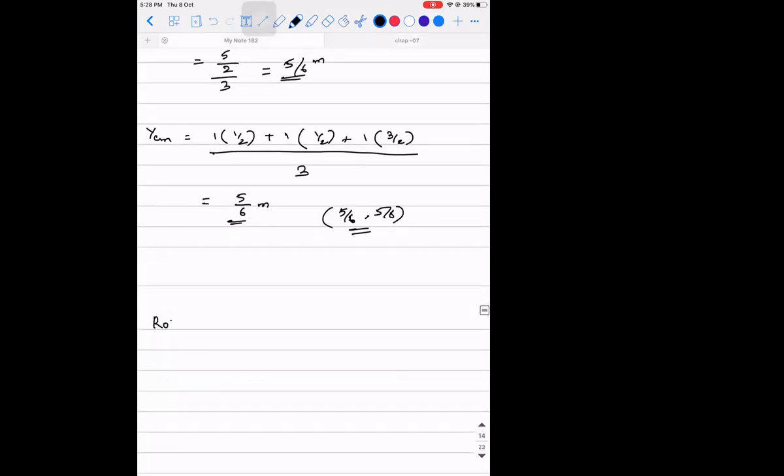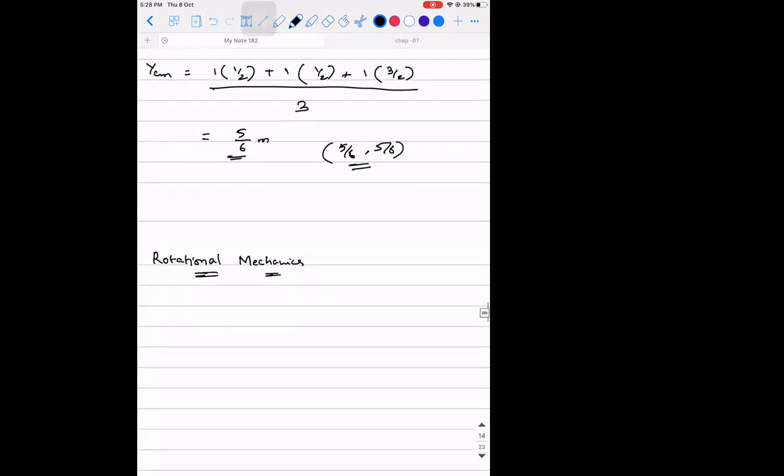So we have completed center of mass. Now we are going to discuss rotational mechanics. Before we get into all these vector products and other details, let's first try to understand what this rotational mechanics is all about, or I can say rotational motion also.